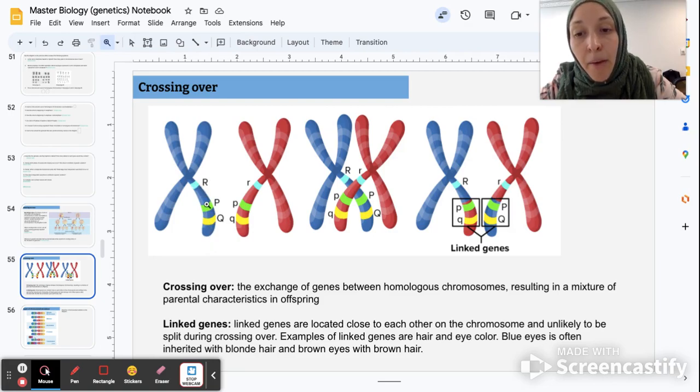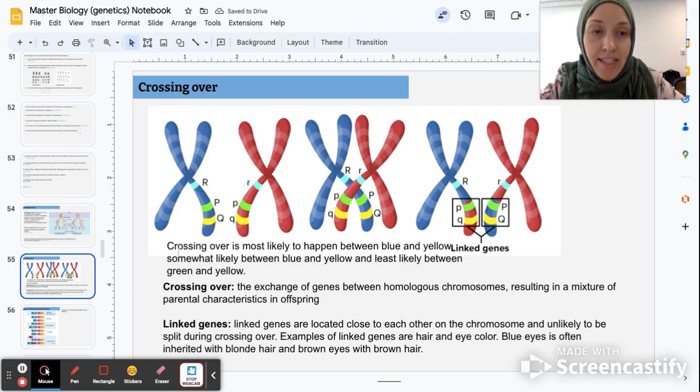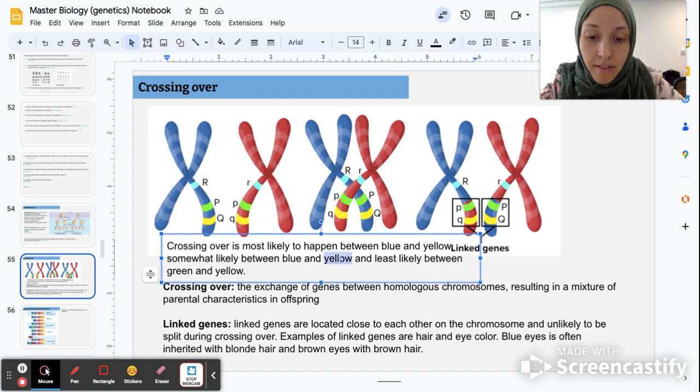Where's the crossing over most likely to happen? It's very likely to happen between Q and R. It is decently likely to happen between R and P. And it's unlikely to happen between P and Q because they're the closest. So I'll say this again. Crossing over is most likely to happen between blue and yellow because they're the furthest apart. Somewhat likely between blue and green, and least likely between green and yellow.